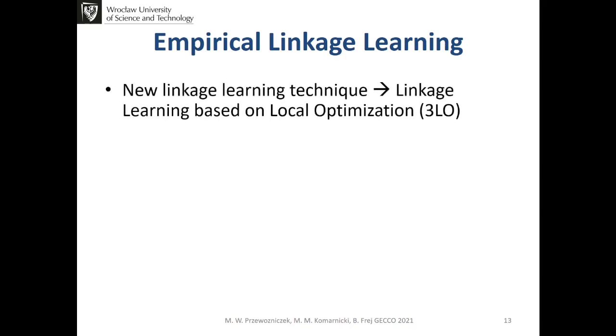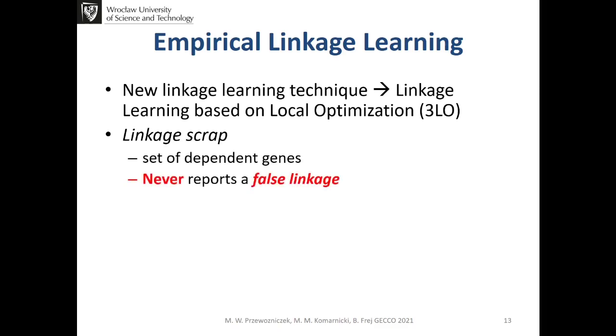This technique is called linkage learning based on local optimization, 3LO, and it's empirical linkage learning because we do not use any predictions or statistical measures. We just check which genes are dependent. The linkage scrap is a piece of information, a set of genes which are dependent. And what is important is that we have proven that 3LO never reports a false linkage.